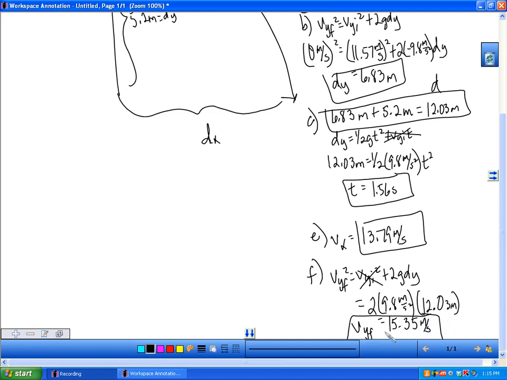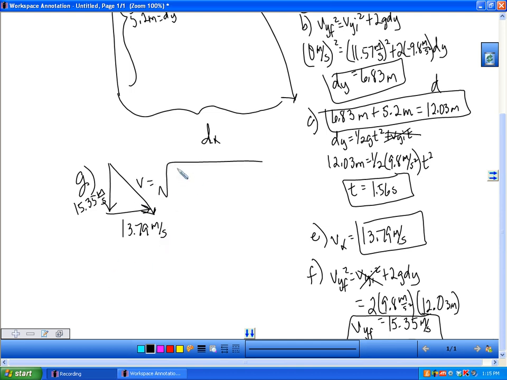And then it asks, what is the resultant velocity, magnitude, and direction when it reaches the ground? So don't tell me it's 0, because it has a speed when it hits the ground. This is my 15.35. This is my 13.79. So doing the Pythagorean theorem, I'm going to get B.